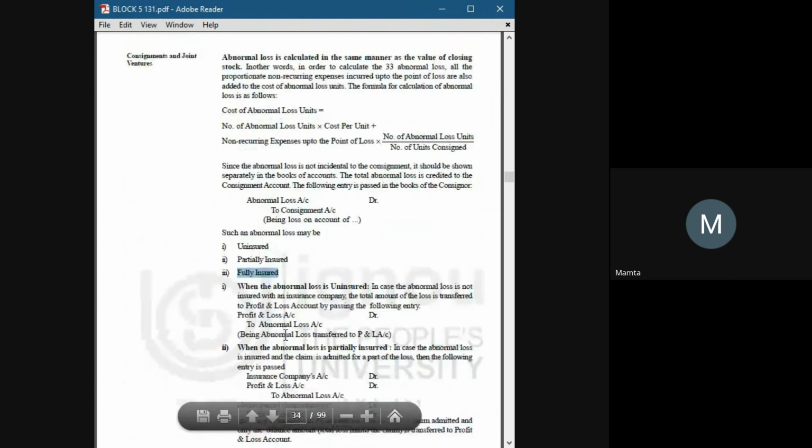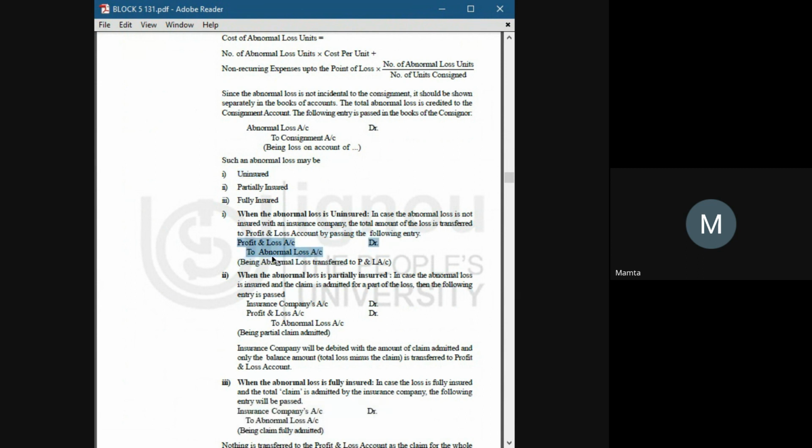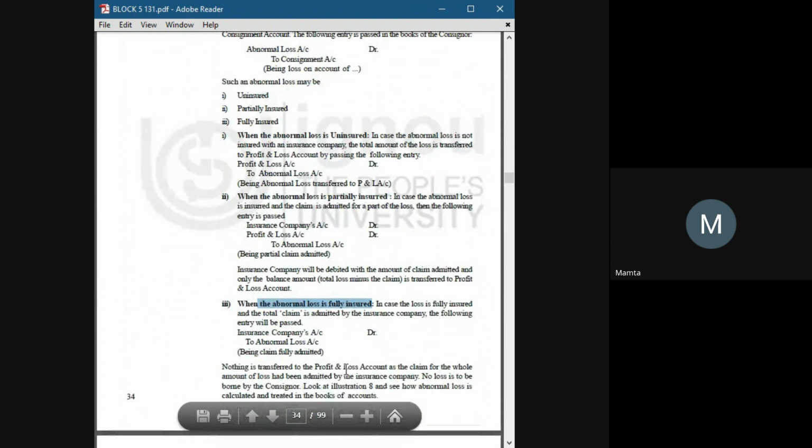And the entry for the same would be like this. If our goods were uninsured and any natural calamity destroyed our goods, the entry would be profit and loss account debit to abnormal loss. If the abnormal loss is fully insured, the entry would be insurance company account debit to abnormal loss, because now the insurance company will take care of our loss.